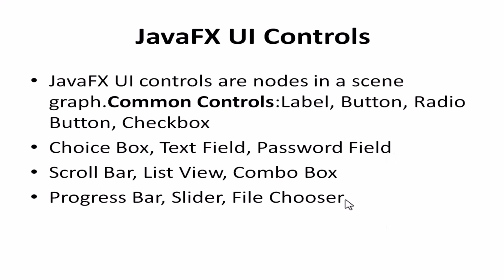Next, scroll bar. You can scroll with your mouse from top to bottom or left to right. List view shows an ordered list or unordered list. Next, combo box, which is similar to a drop-down button. Next, progress bar, which shows how much is loaded. Before installing JavaFX, it showed progress bar 100%. Next, slider, where you can slide the particular icons. Next, file chooser, which is used to upload different files from your computer.